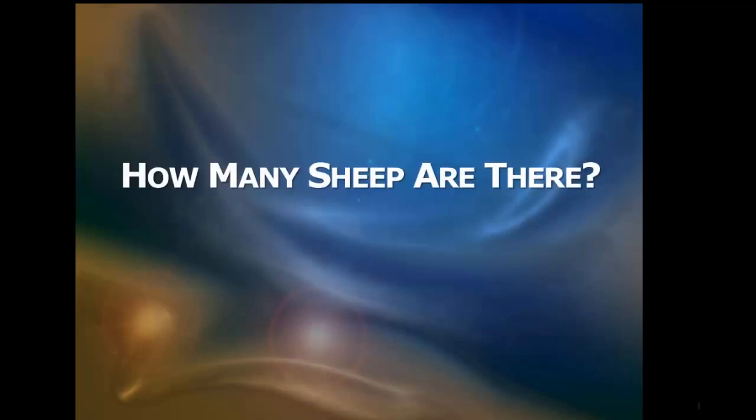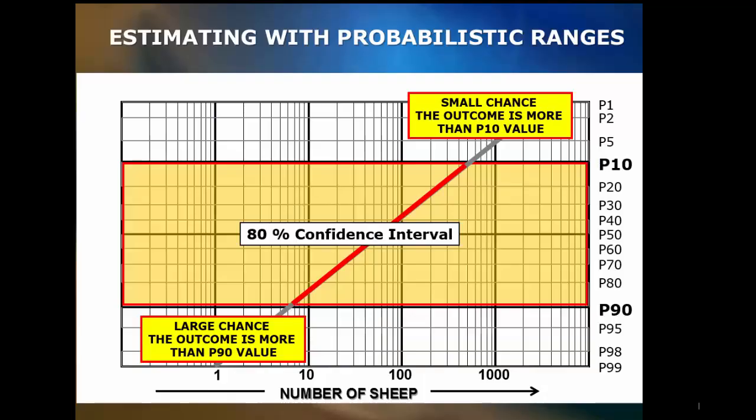Instead of saying, I'm going to guess that there's X number of sheep there, I'm going to ask you to estimate probabilistically. I want you to pick a low number such that you are 90% sure there's more sheep than that. And a high number, that we call a P10 number, is that there's only a 10% chance there could be more sheep than that. So we're going to ask you to estimate at 80% confidence. Now there's about 45 people in here, so if you estimated at 80% confidence, that would mean that something like around 35 or 36 people would have a range that included the correct answer, which I will give you later. Does everybody understand what I'm saying?